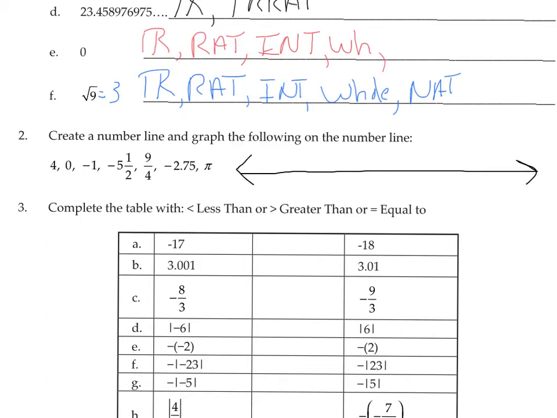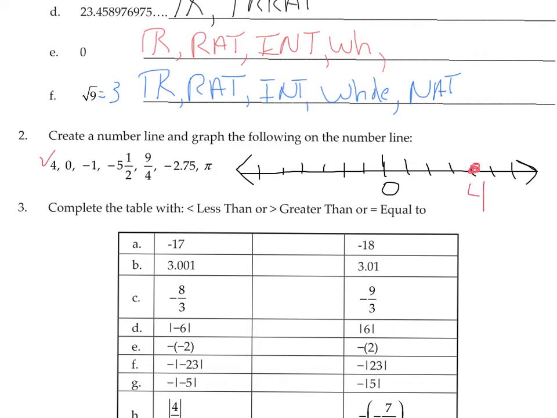Nice and straight. So this is 0. Put some tick marks on here: 1, 2, 3, 4, 5, 6, and 1, 2, 3, 4, 5, 6. Okay, so the first number we're going to graph on our number line is 4. 1, 2, 3, 4. We'll label this as 4, and we'll put a dot there.